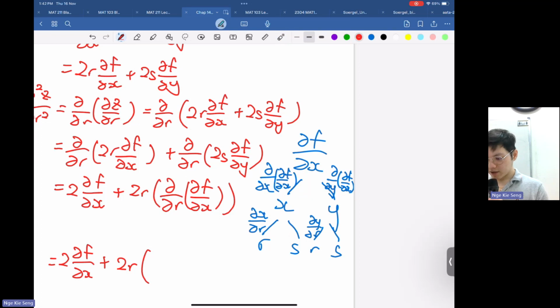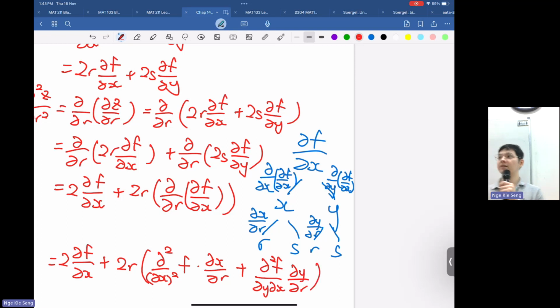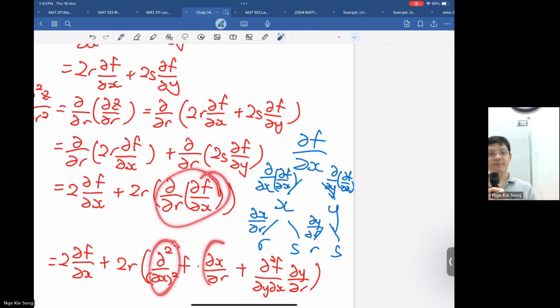If I go down the first path, I get del of del x and then del f of del x. So what is this? This is exactly del square f over del x squared, times del x over del r, plus if I go down this route, del square f mixed derivative del x del y, times del y over del r. Okay, so this is what you get.